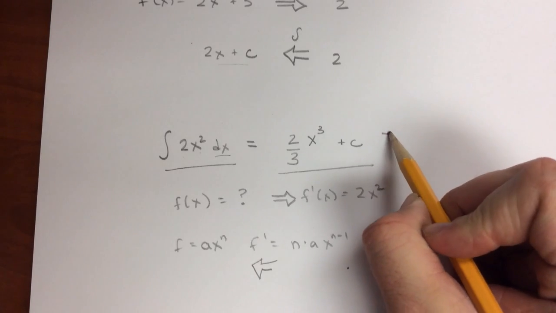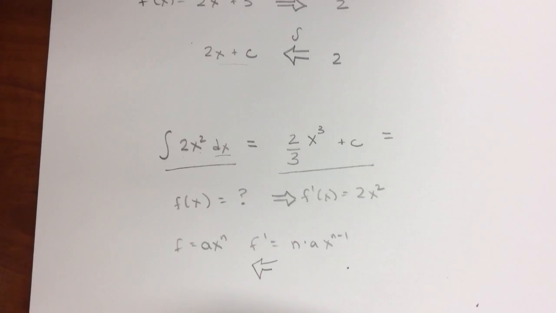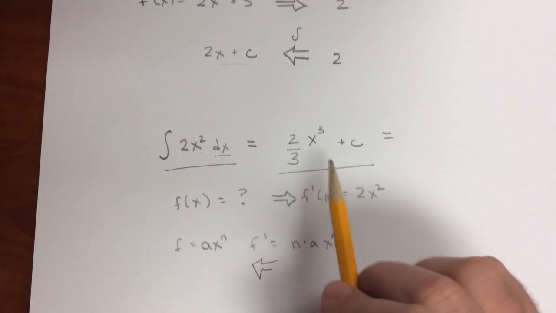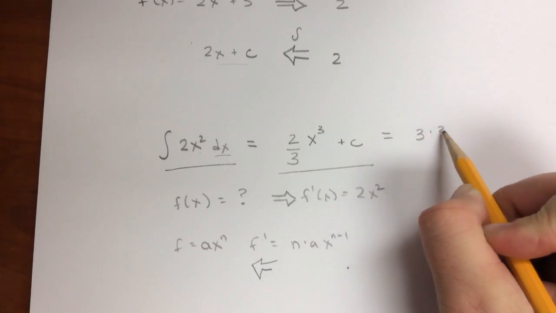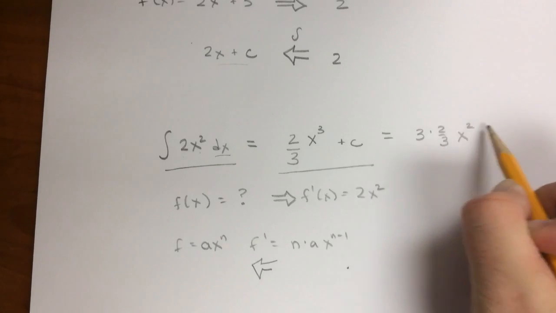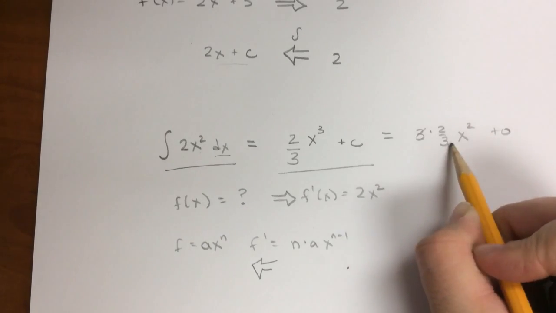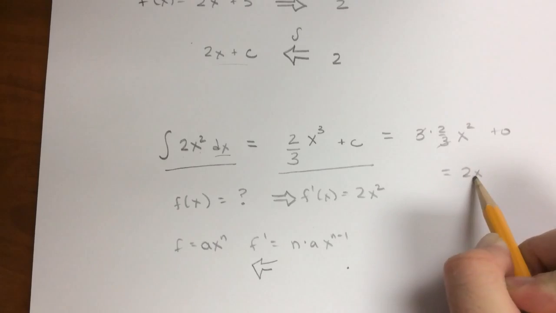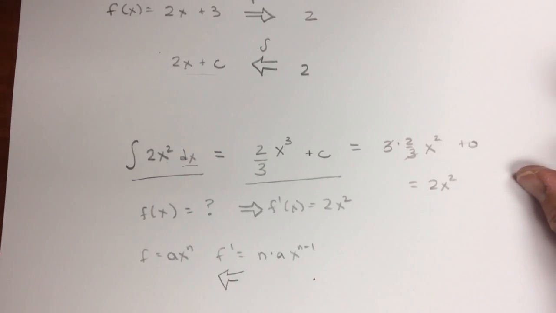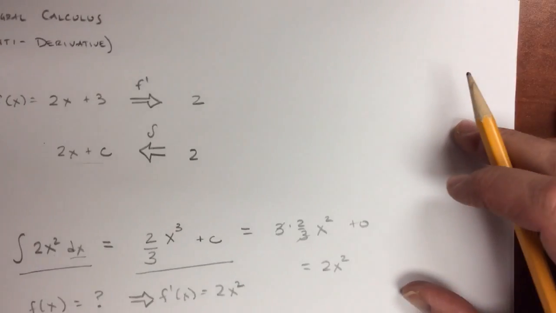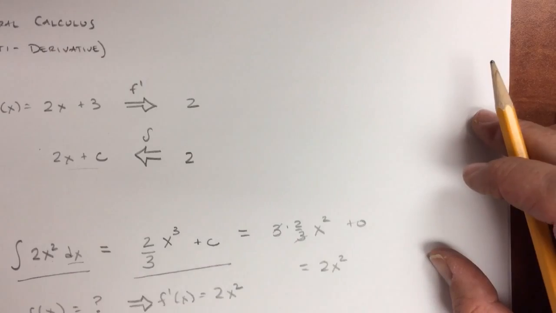Well, let's see if we find that. Let's take the derivative of 2/3 x cubed plus c. Well, that is equal to 3 times 2/3 x squared plus 0. These cancel. That equals 2x squared. So if that doesn't make sense yet, let me write an equation which you're going to hate and not like, but hopefully it'll explain things a little easier.